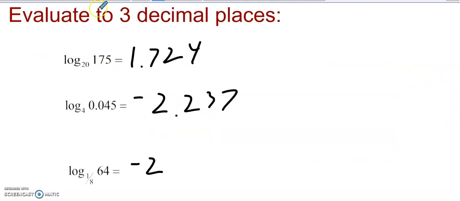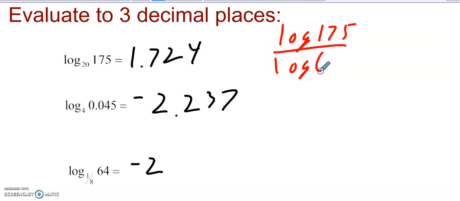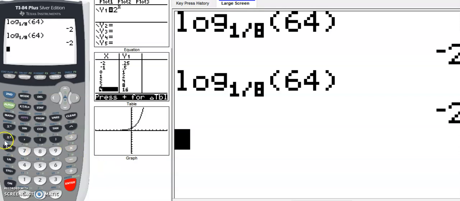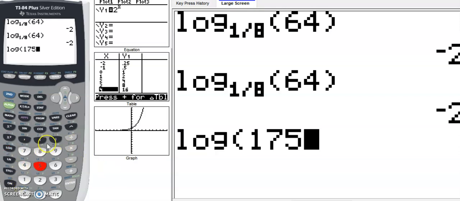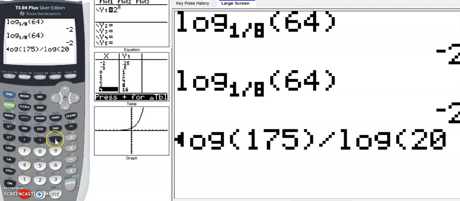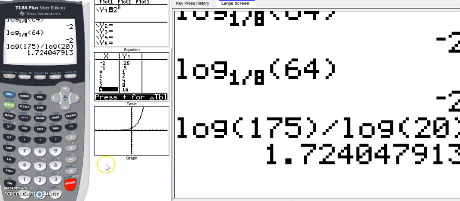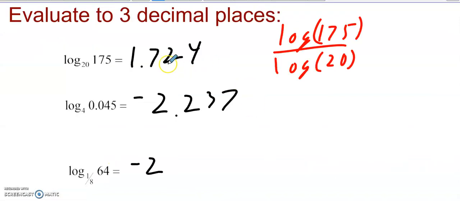let's go back to these examples since we already know the answers. Well, instead of log base 20 of 175, what I could type into the calculator is log of 175 divided by log of 20. And so if I go to my calculator, log 175, make sure to close the parentheses, divided by log 20, and look at that, we get the same answer, 1.724. Boom.